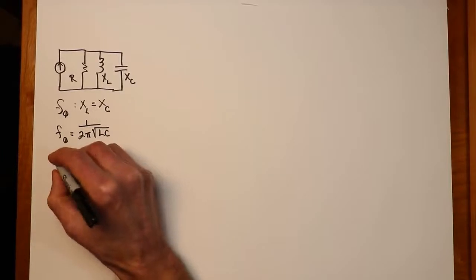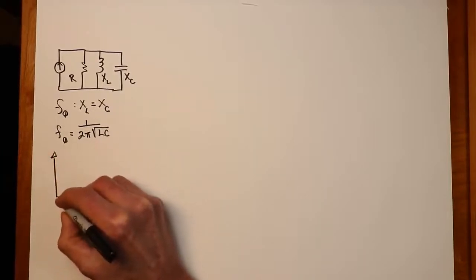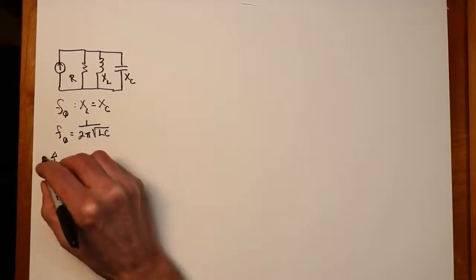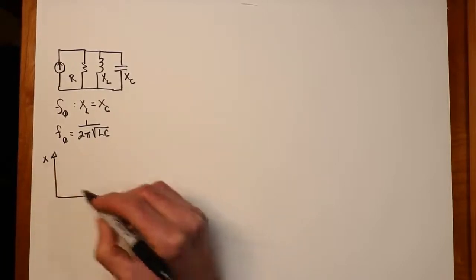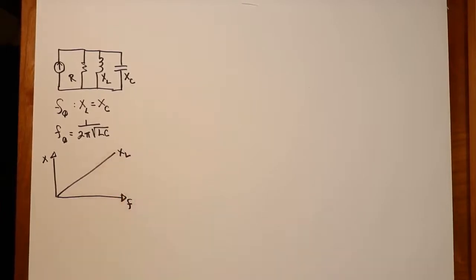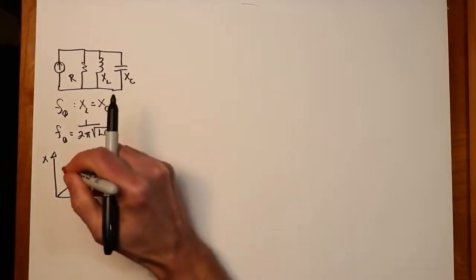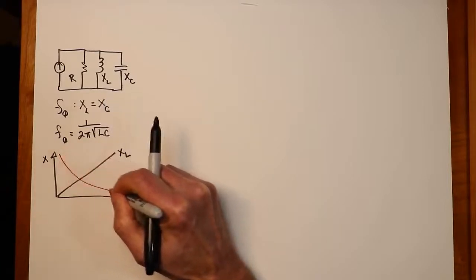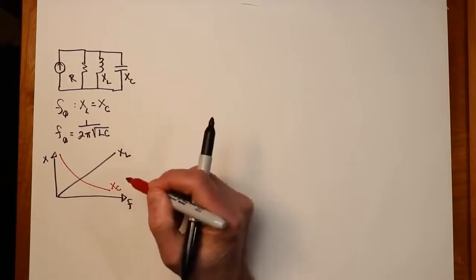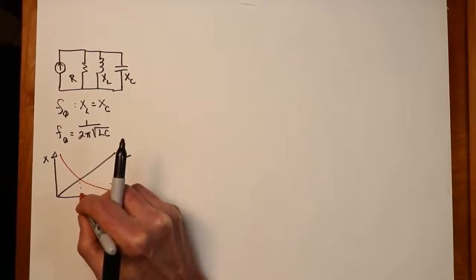All right, now remember what these impedance versus frequency plots look like. So here's X. X sub L looks like this. Meanwhile, X sub C does something like that. Our resonant frequency is going to occur where those are the same.